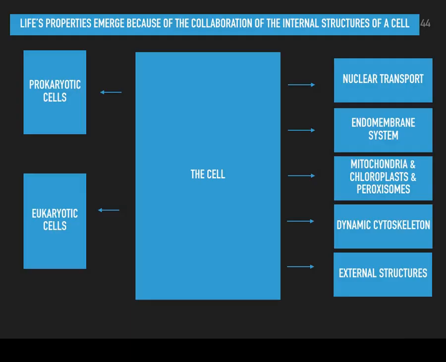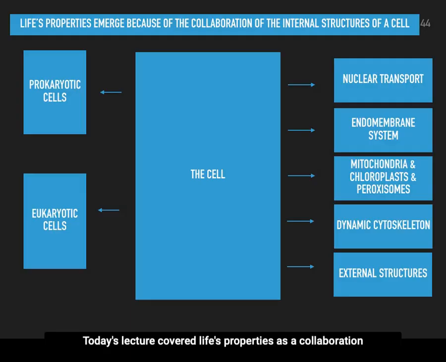So let's use this video by way of reminder and review of what we've covered today on the cell. Today's lecture covered life's properties as a collaboration between the internal structures of a cell. We looked at prokaryotic and eukaryotic cells, as well as internal structures such as the nucleus, the endomembrane system, the mitochondria, the chloroplasts, the peroxisomes, the cytoskeleton, and external structures.